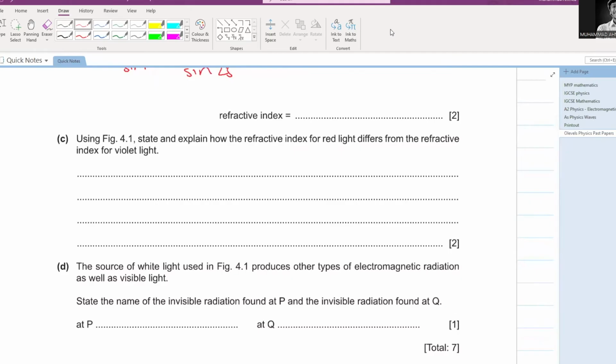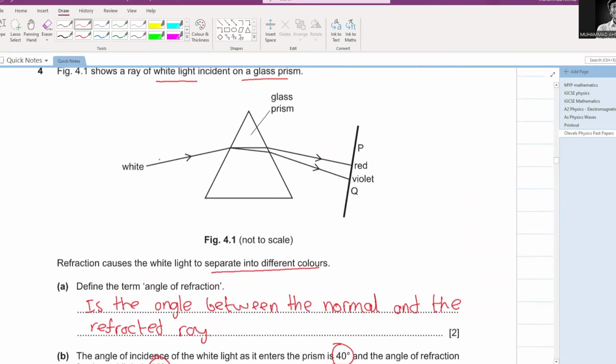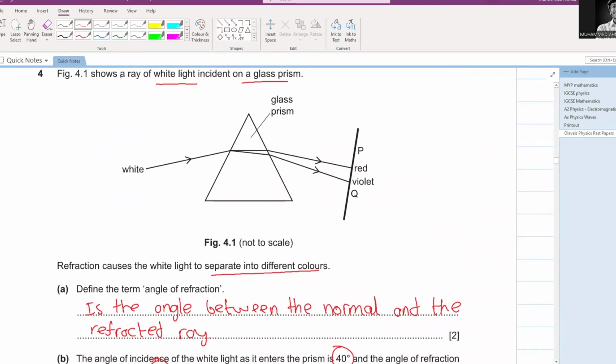Use figure 4.1. State and explain how the refractive index for red light differs from the refractive index of violet light. Now remember, the light or substance whose refractive index is greater will bend more. The one whose refractive index is lower will bend less. From the diagram you can see violet is bending more. Hence violet will have a greater refractive index.